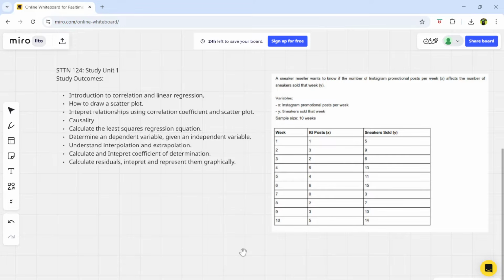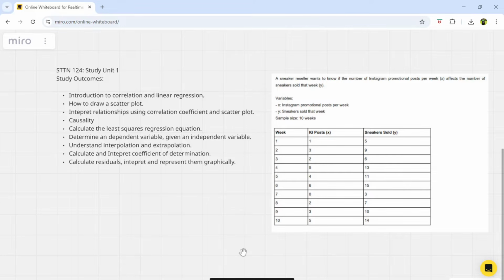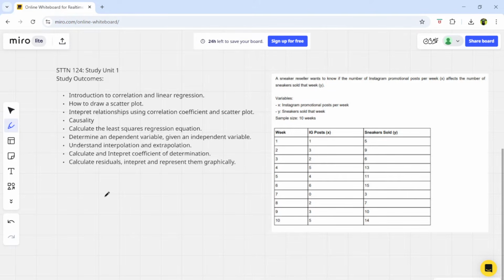We'll be doing the one for bivariate data, and we'll be focusing only on part 1. There will be a part 2, which is going to be multiple regression. This is just going to be simple correlation and linear regression. These are the things that we need to know.